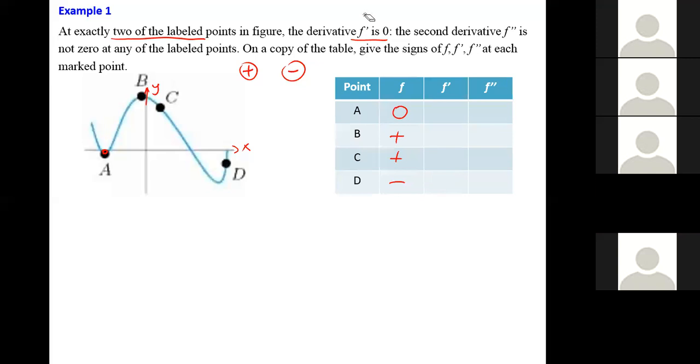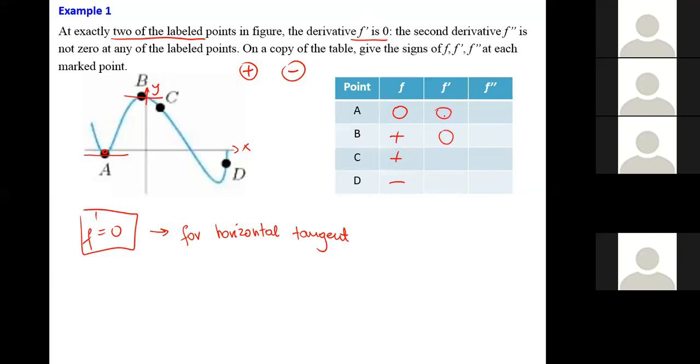First derivative is 0. This is always the condition for a horizontal tangent. Yes, I see the answers. Of course, I can draw a horizontal tangent here and here. A and B, it's definitely 0. And then the function is going down, so at C it is negative. And the function is going up, so at D it is positive.